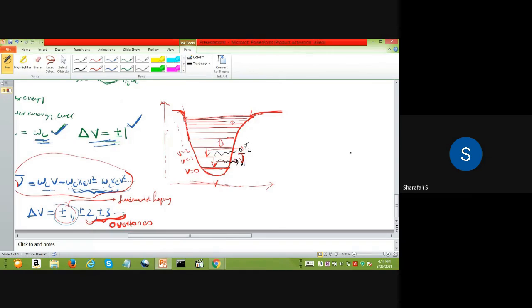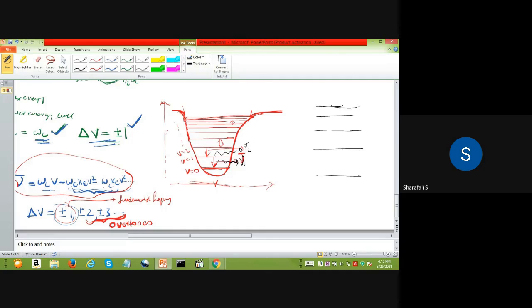Okay, so for example, in this case, consider v equal to 0, v equal to 1, v equal to 2, v equal to 3, v equal to 4. So that variation should be there. First, I will consider some higher value. Then we have reduced.